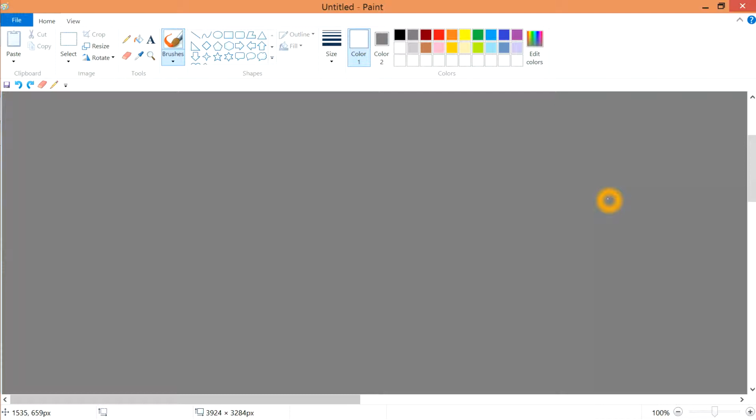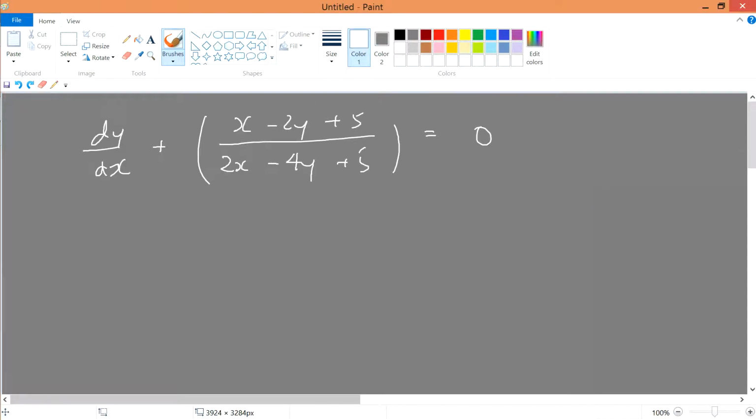The question is very interesting, and it's in terms of integrations, in terms of substitution. So I think it's very good if I were to share it with you. Here's the question: dy/dx plus (x - 2y)/(2(x - 2y) + 5)... is equal to 0, right? What is this, and how do we know that it's in terms of substitution? The first thing is the degree, or the order, I would say.